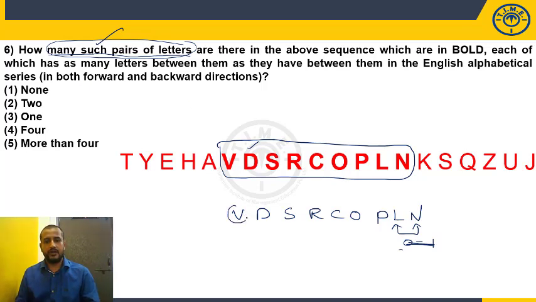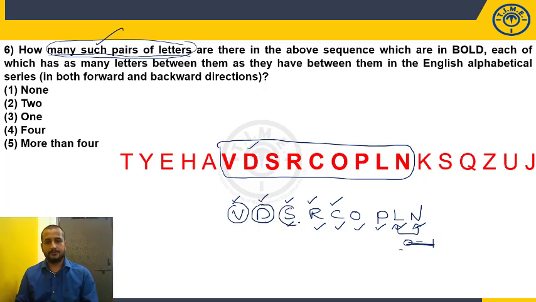Now starting with V, read the English alphabet: V, W, X, Y, Z. You just have to read from A to Z. Don't repeat in the cyclic form. So there is no letter matching with V. Now start with D. D, E, F, G, H, I, J, K. No letter is matching. So with D also there is no such pair in the forward direction.